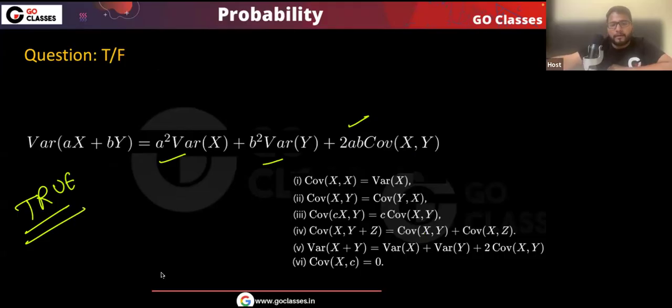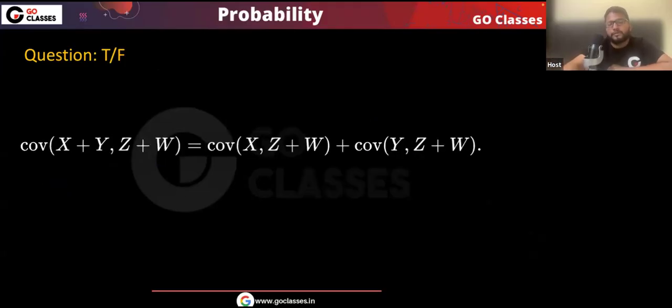Okay. Now let's see the next question. This one is a little interesting, I think. See here. Tell me, is this true or false? They are saying, let's assume this to be one random variable. Then can you just unfold it? This is X, this is Y. I think you can do it, right? So yes, this is true.